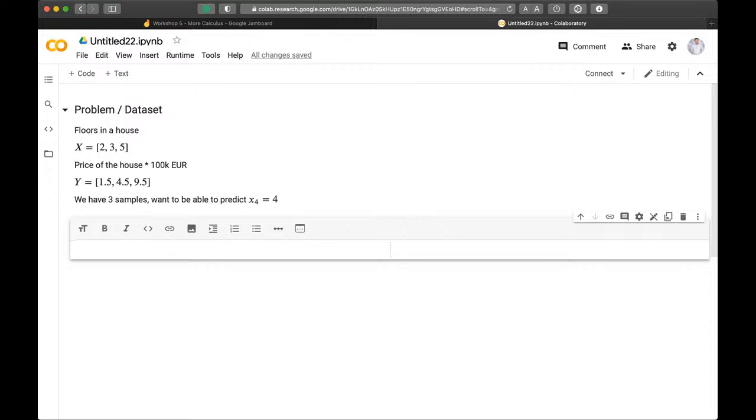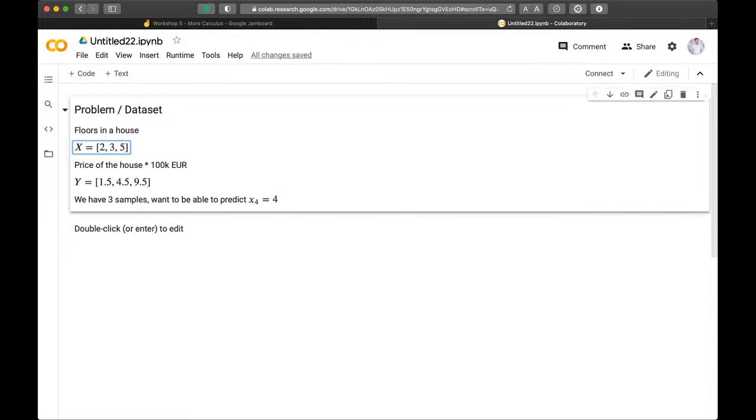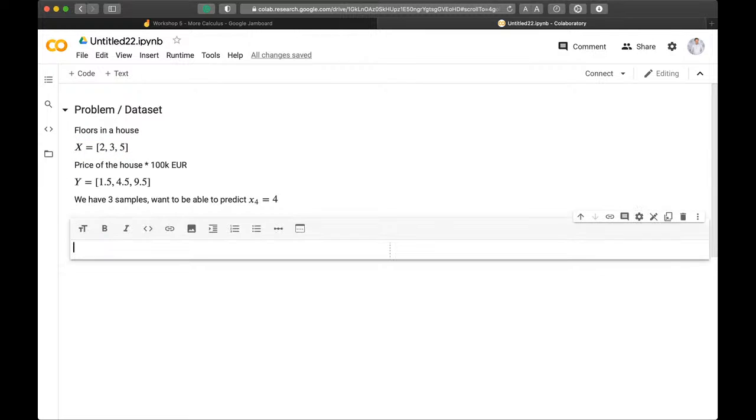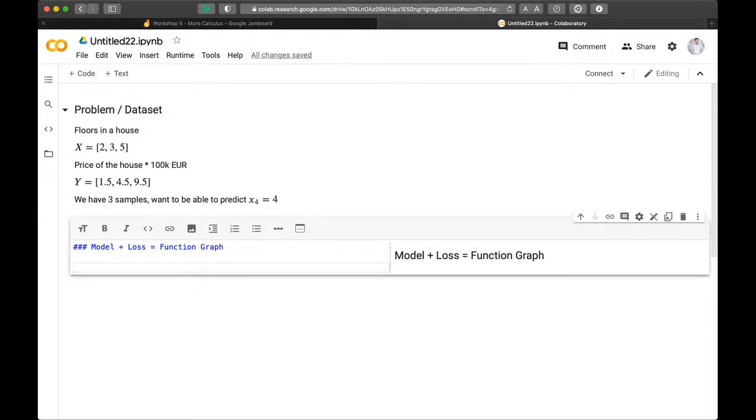The input, of course, can be multidimensional. Now there are only floors, but we could take, let's say, the number of rooms in the house. So we could have a 2-dimensional input for each data point. We can have the output be 2-dimensional, 3-dimensional, whatever. So now here the model plus loss basically is the function graph. This is what we're going to solve, and what will provide us with the answer.